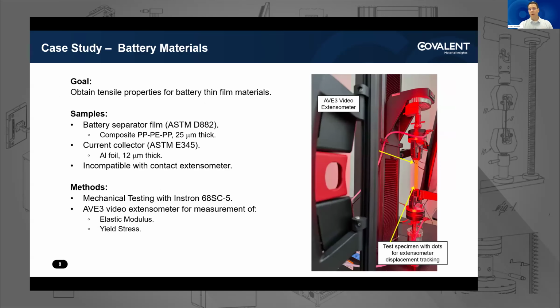Now I want to talk a little bit about a case study. The goal here is to highlight the quality of data that we've received from this instrument. This is focusing on battery materials and specifically thin film materials. Our samples, as shown on the screen, were a battery separator, a polymer film 25 microns thick, and also an aluminum foil current collector, 12 microns thick. Based on the delicate nature of these samples, they're totally incompatible with a contact extensometer.